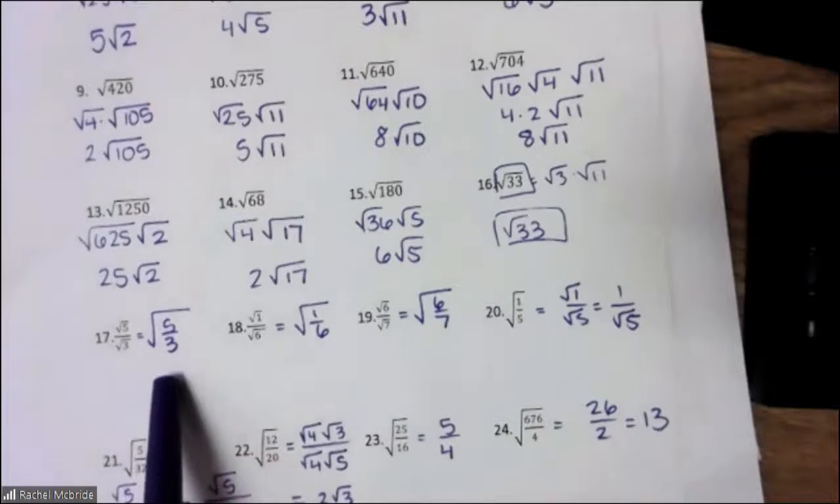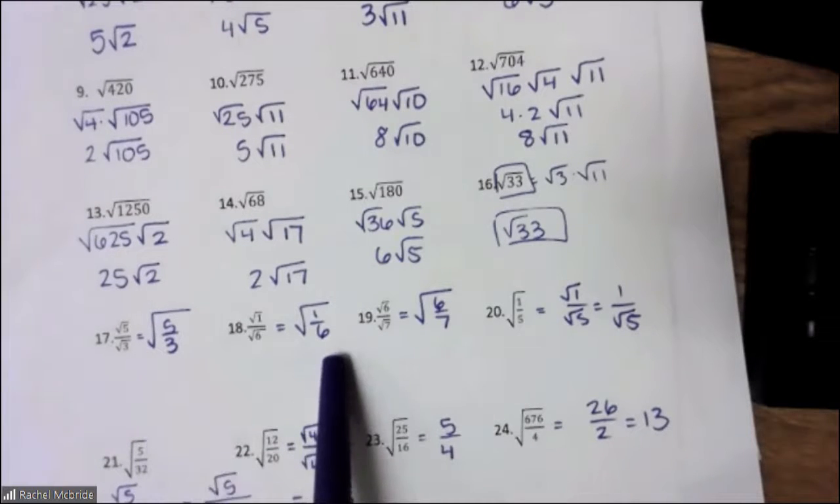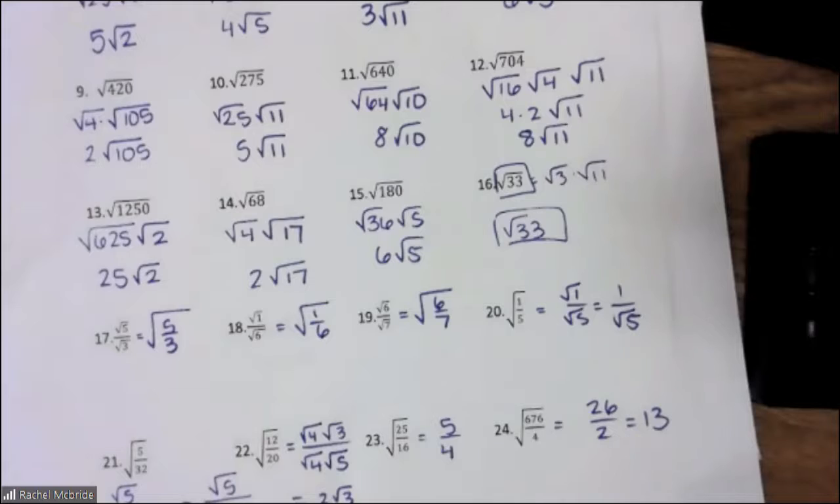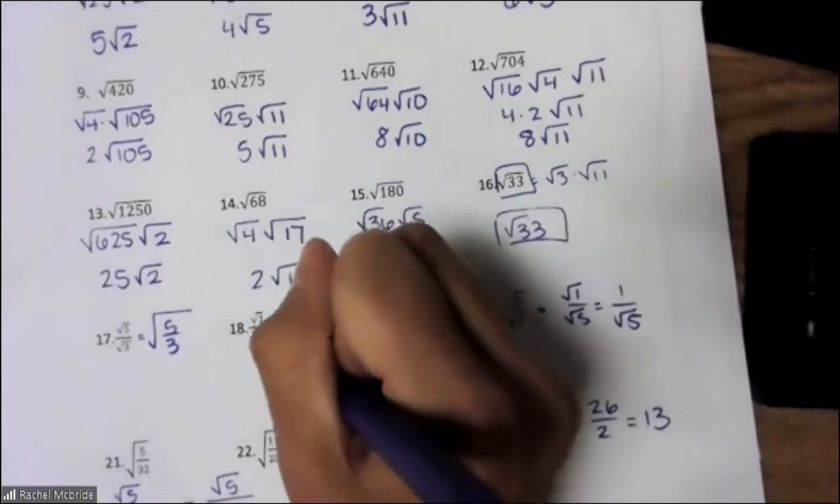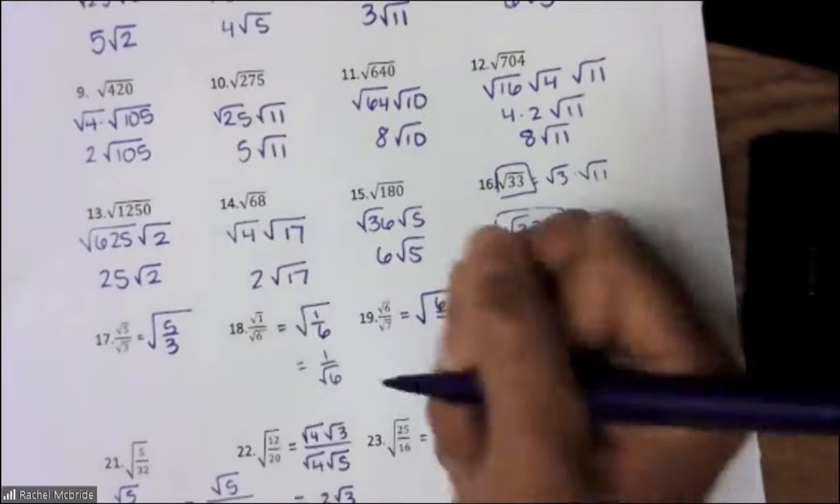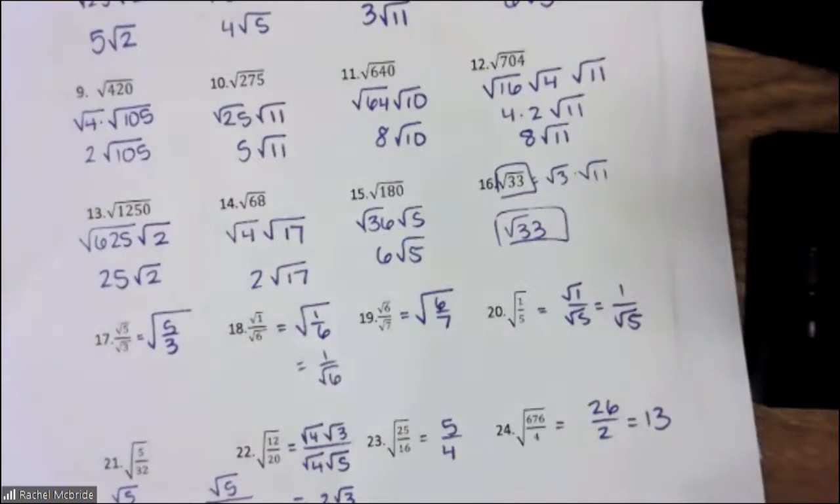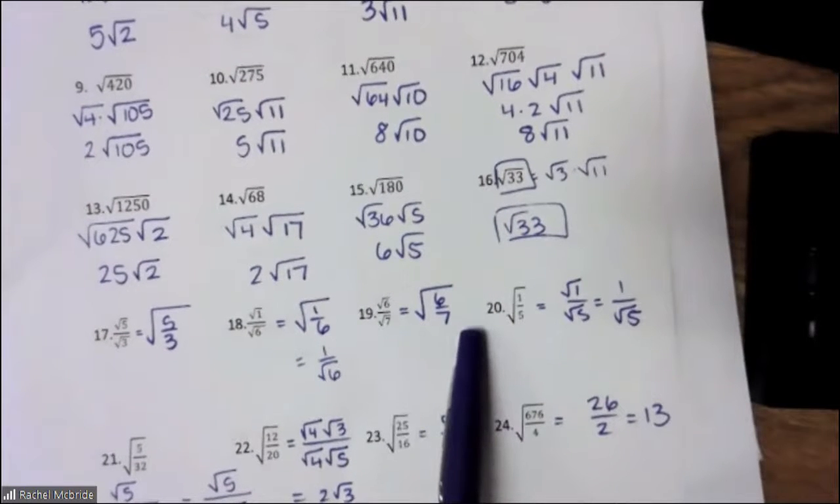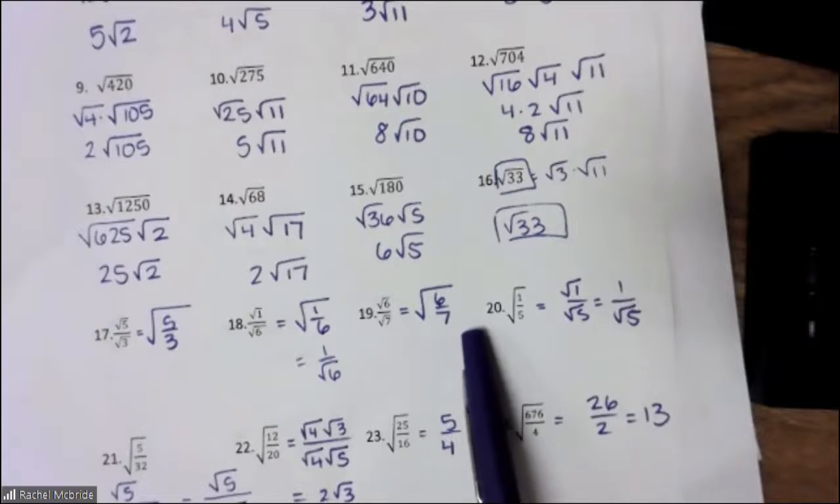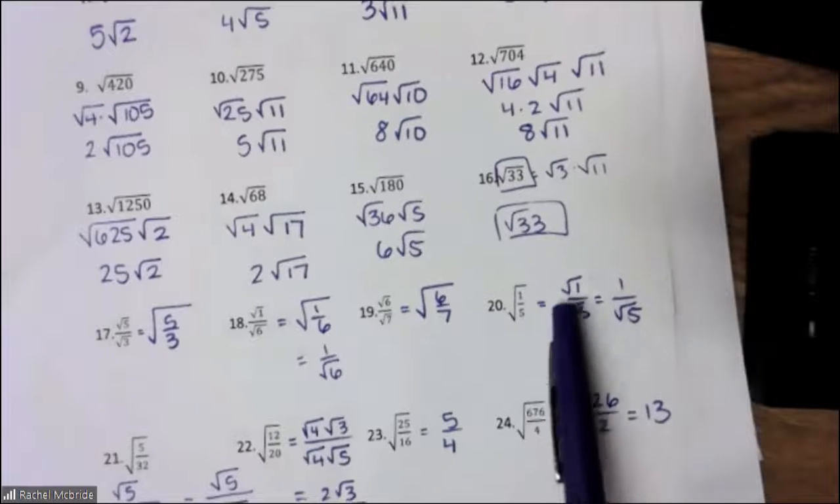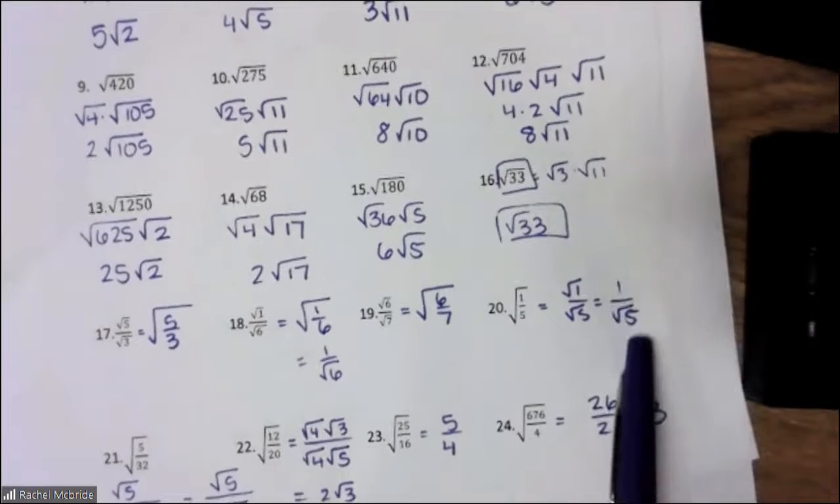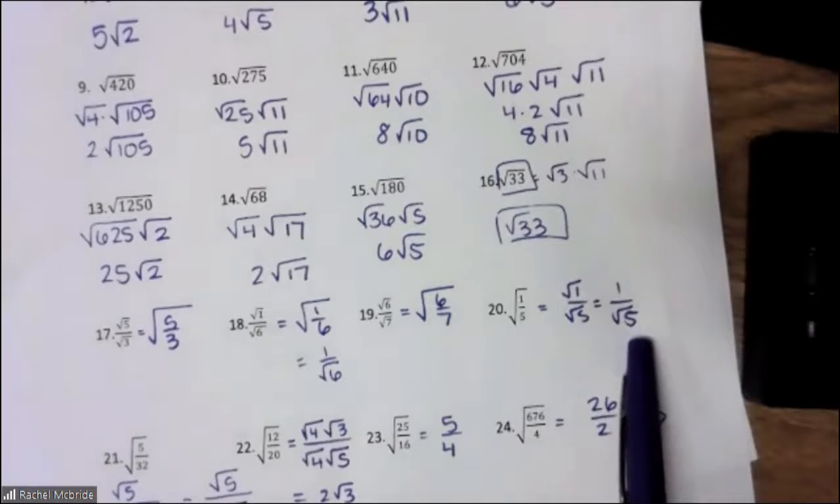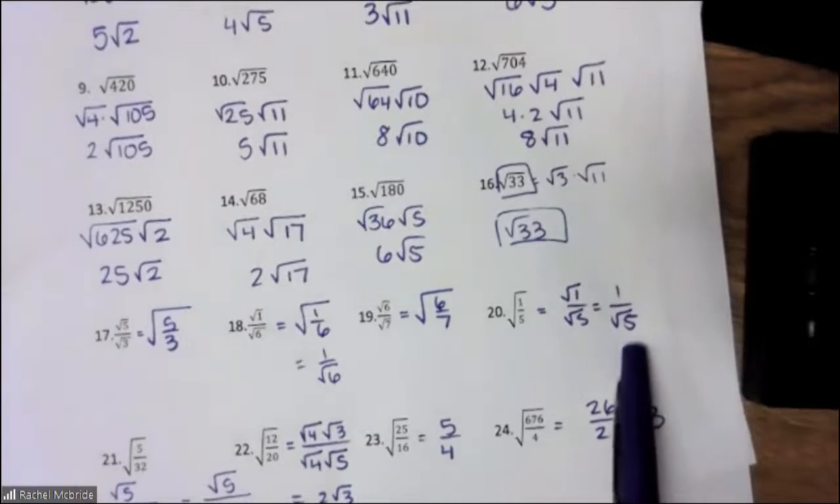So you had square root 5 over 3, square root 1 over 6. You could have also rewritten 18 as 1 over square root of 6. That would have been another way to rewrite it because the square root of 1 is 1. 19, you could write it as 1 square root of 6 over 7. And similarly in 20, you could make it 2 square roots. And again, square root of 1 is 1. So you got 1 over the square root of 5.